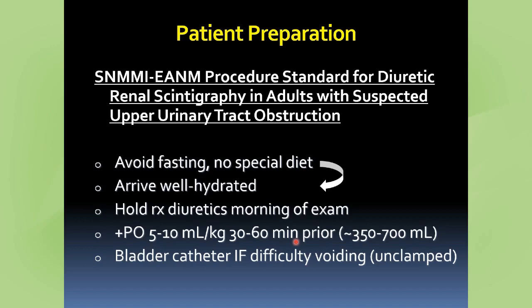Above and beyond that, in addition to telling them to try to hydrate well at home, they recommend that when they come to your clinic, as soon as they get there, they should take in orally anywhere from 350 to 700 cc's. I base those numbers off the average 70 kilogram person that we talk about in medicine. Obviously, for a smaller person, it'll be on the lower end of that, and a larger person needs to take in a little bit more fluid. Similar to the prior ones, they talk about catheterizing the bladder only if they have difficulty voiding, and of course, make sure it's unclamped. You want that free flowing.